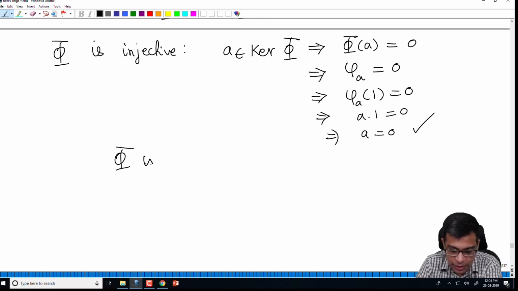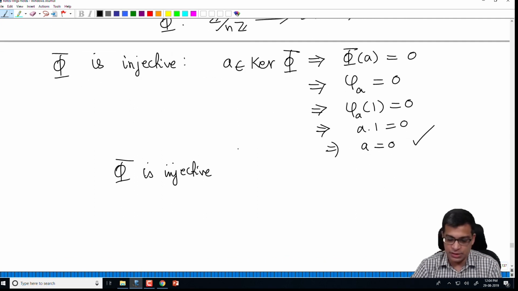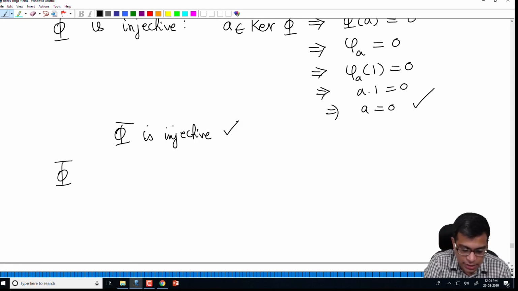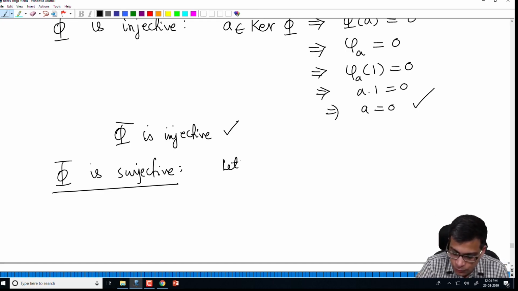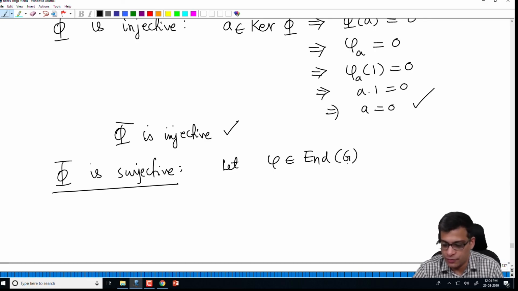Now phi is an injective map, that we have shown. Now what is it that we have to show now? Phi is surjective. We are trying to show that it's bijective, so we have shown it's injective, so we have to show it's surjective. So for this part, let us take an arbitrary endomorphism of the group G. This is a group homomorphism from G to G.